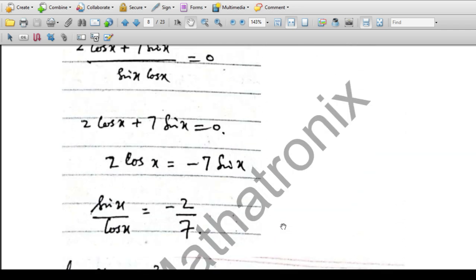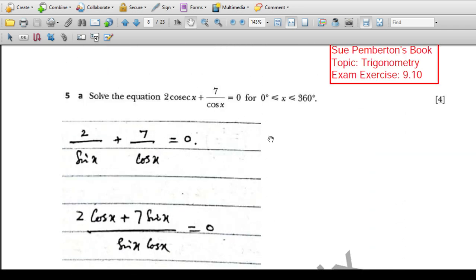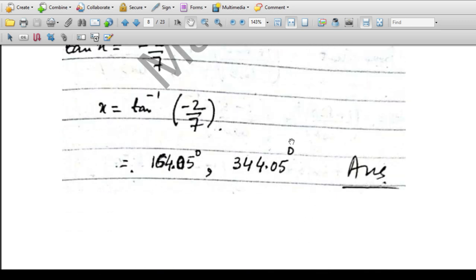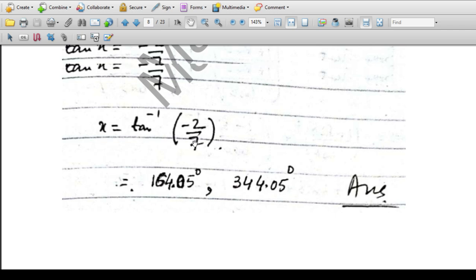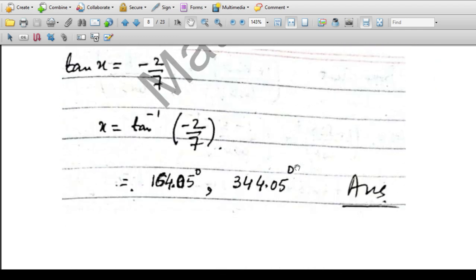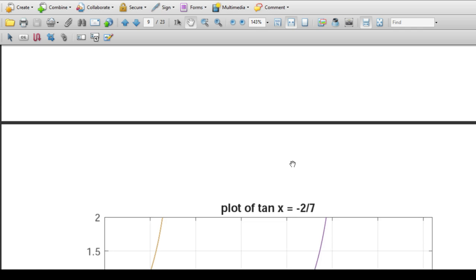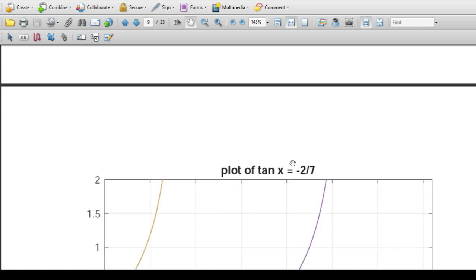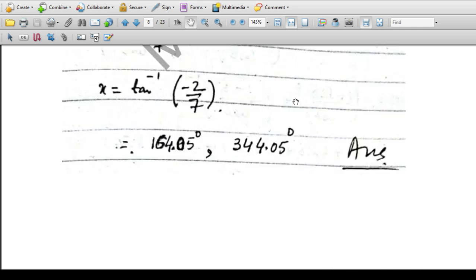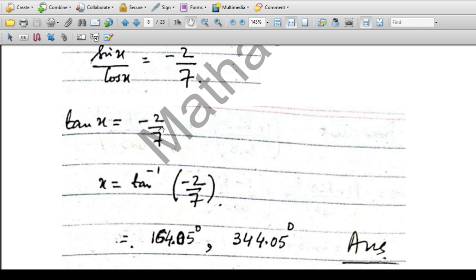So this was required in the exam, but in order to prove that there are two solutions, I have plotted it for 0 to 360 degrees just for better understanding, to improve the visibility of this problem. This is a superfluous requirement. It is not required in the final examination, just for practice or better understanding. So this plots tangent x is equal to minus 2 upon 7.